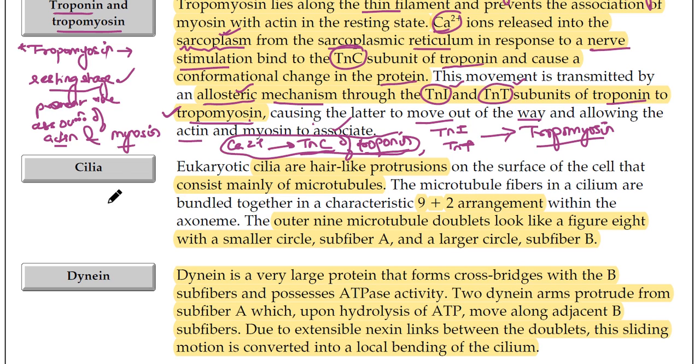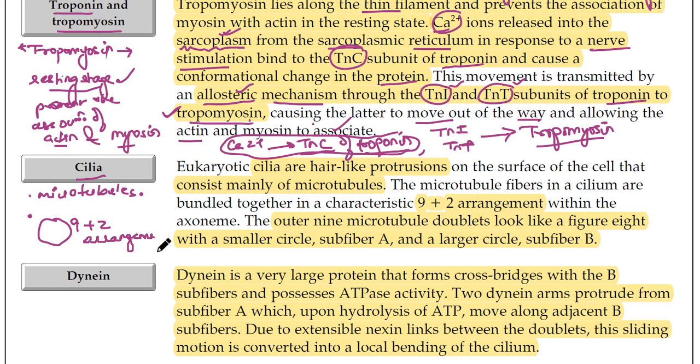Another term is cilia. These cilia are hair-like protrusions present on the surface of the cell, and they consist of microtubules. Very important to remember, very important to know also, because questions are asked from here. They are made up of microtubules, and the microtubules in a cilium are bundled together in a characteristic 9 plus 2 arrangement.